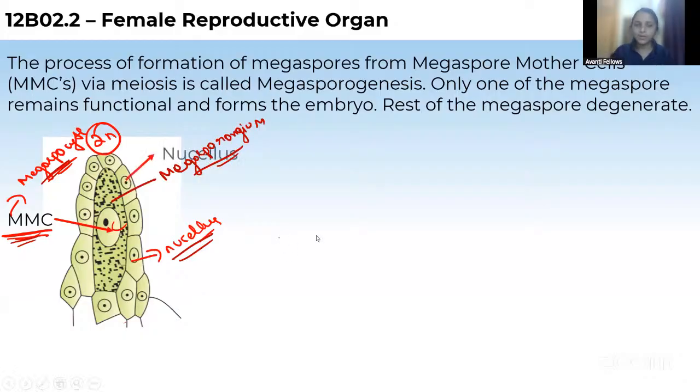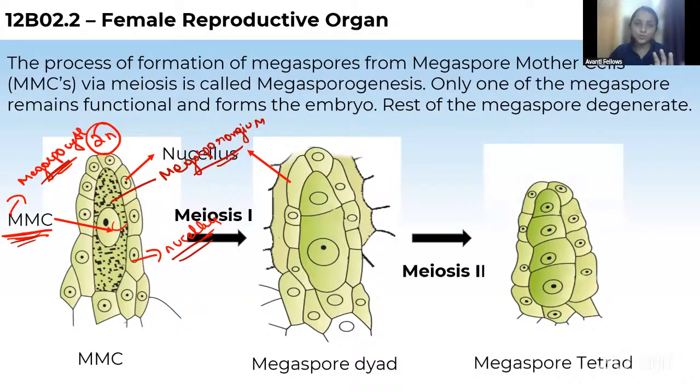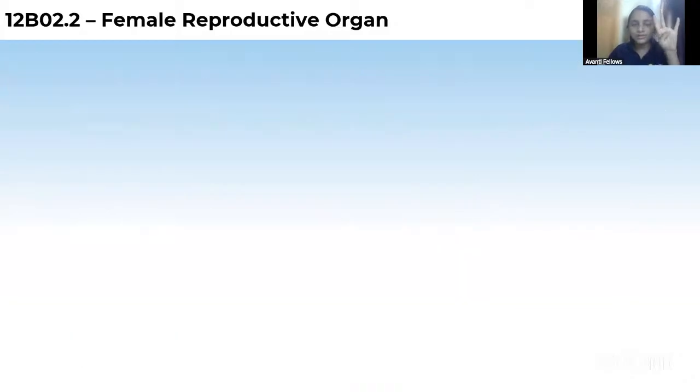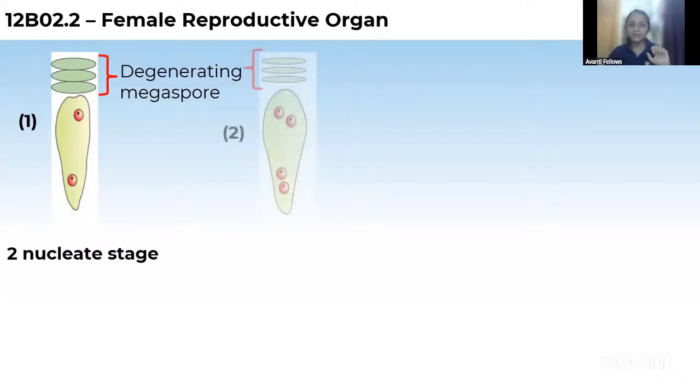Meiosis has to happen, right? It will undergo meiosis 1. Then it forms 2 cells. Again, it is going to undergo meiosis 2. After meiosis 2, it is going to form 4 cells. Yes or no? It forms 4 cells. The 4 cells are, you can see here guys, 4 cells are formed after the meiosis, right?